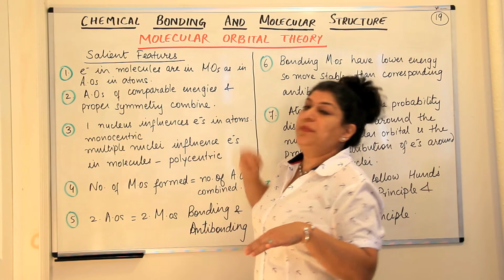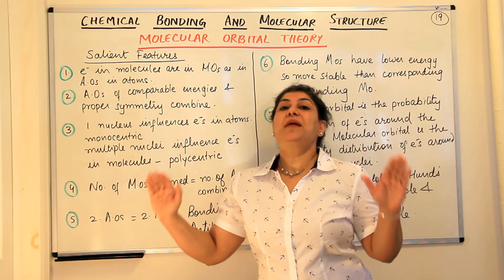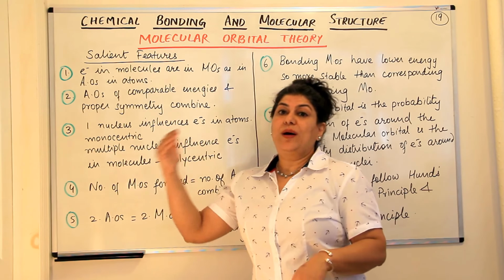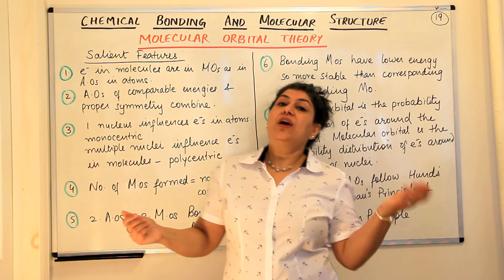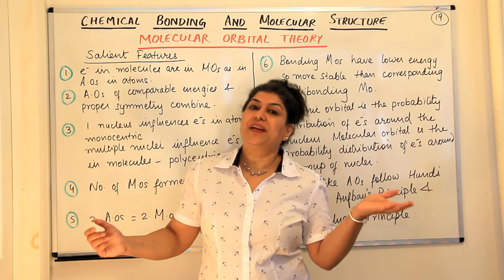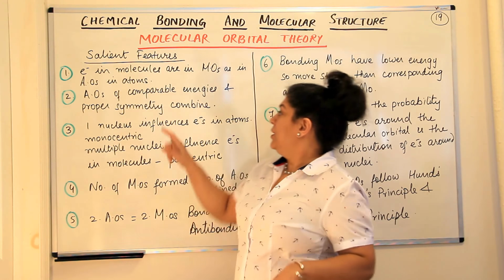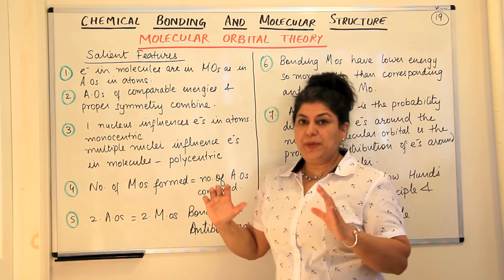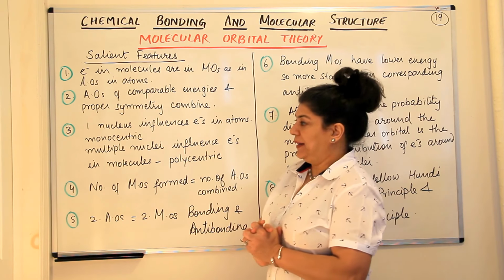Why we say comparable energies is because it's not always the atoms of the same element which are combining. The 1s orbital of one element may have slightly different energy from the 1s orbital of an atom of another element. So we say they should be comparable, and they should have the proper symmetry in order to combine.